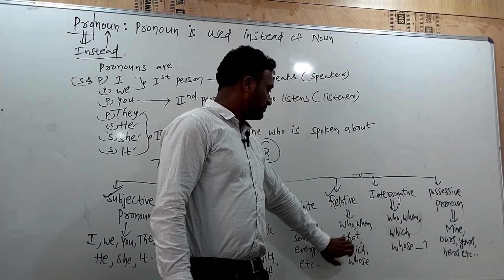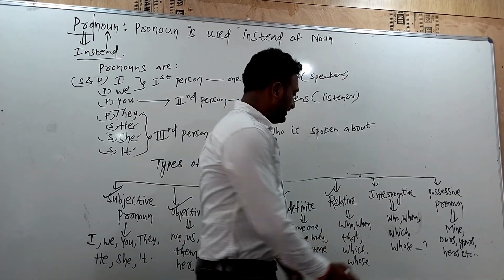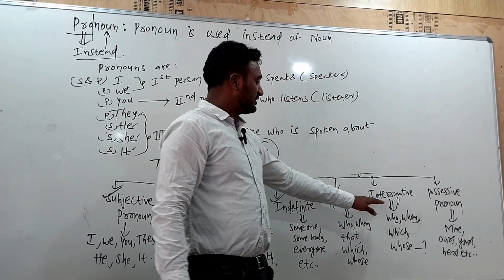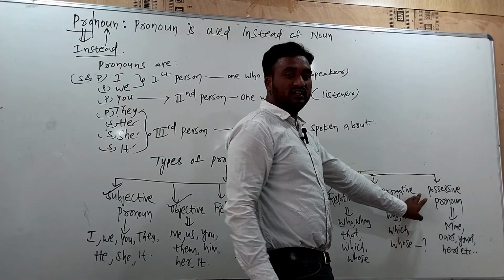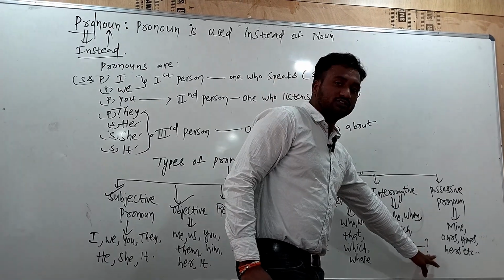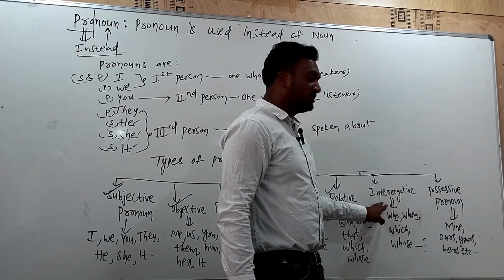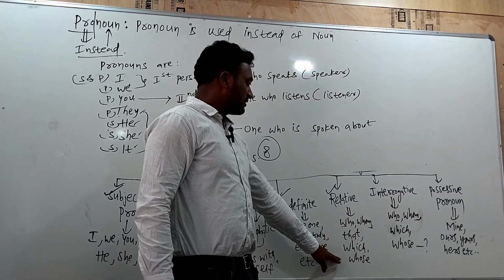So how to identify these two? What is the difference between relative and interrogative? A few words are common here. Basically, the name interrogative itself indicates that it ends with a question mark. If these words are used with a question mark, it is said to be an interrogative pronoun. If not, it is said to be a relative pronoun.